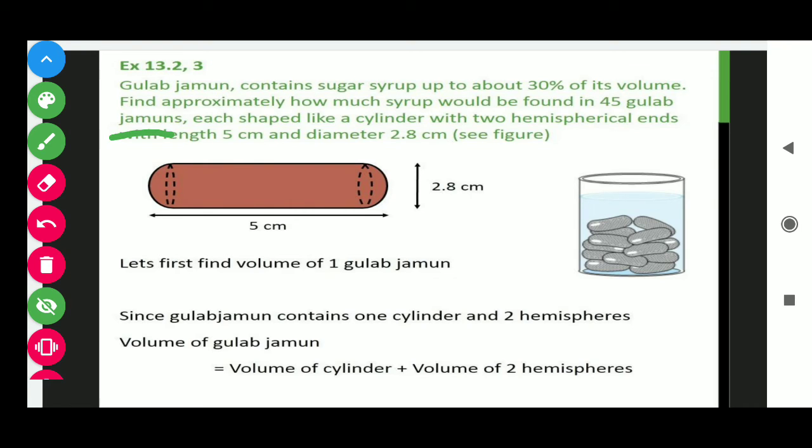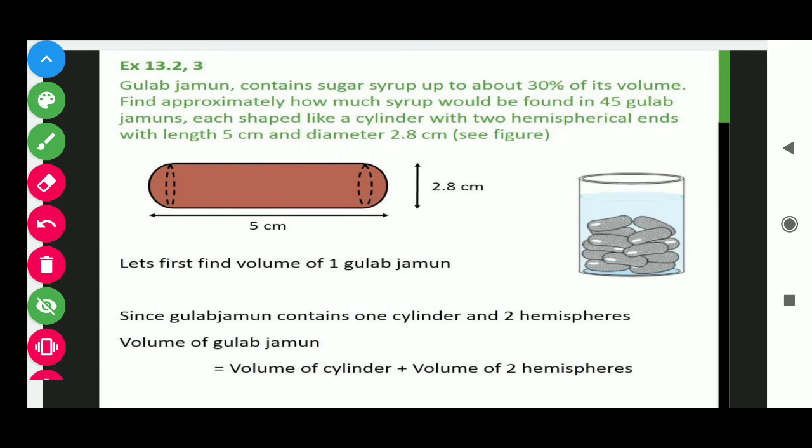If we find the sugar syrup in one gulab jamun, then after multiplying the sugar syrup with 45, we get the sugar syrup in 45 gulab jamuns. Each is shaped like a cylinder with two hemispherical ends, with a length of 5 centimeter and diameter 2.8 centimeter. You can see here we have a cylindrical shape ending with two hemispheres, its diameter is 2.8 and length is 5 centimeter.